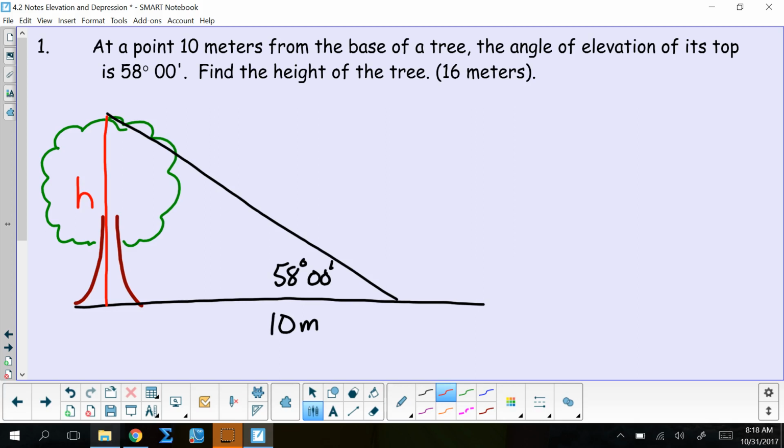So what do you think we could use to find the height of said tree? We could use tangent. So the tangent of 58 degrees 0 minutes is equal to what? H over 10? I used H, so that's okay. You can use X. You could use any letter there. How are we going to solve that for H?